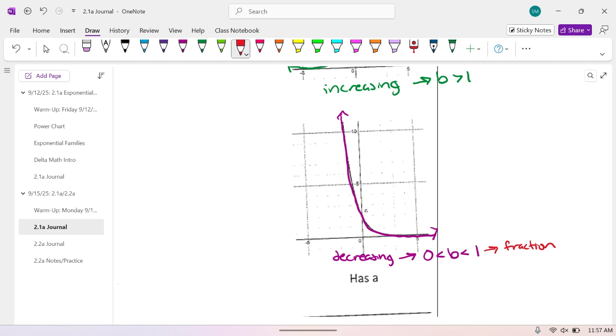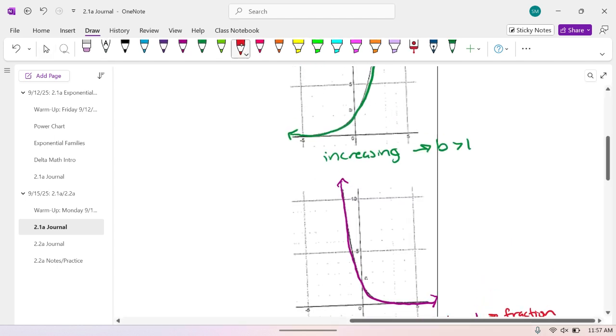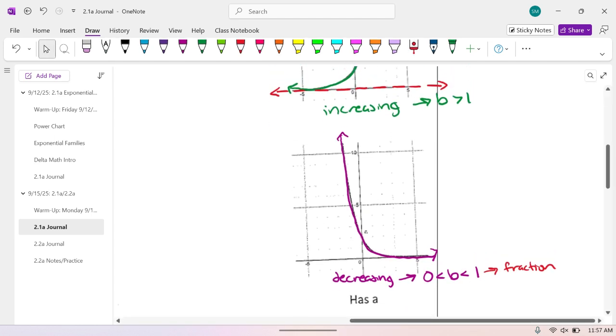Now, both of these have what we call an asymptote. All right. What that means is it's an invisible line on the graph that your graph or the function itself will never cross. It will get infinitesimally close to it, but it'll never actually cross it. All right. So there's one here and there's one here.